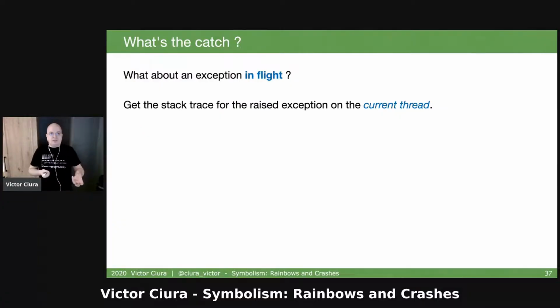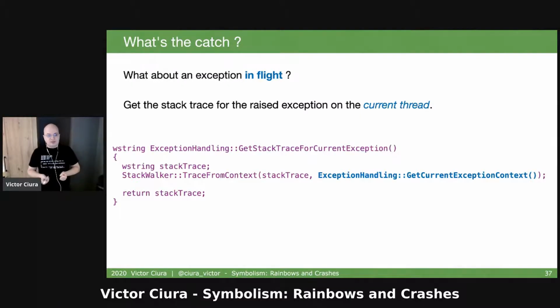What about an exception in flight? So you want to get a stack trace for the raised exception on the current thread. So you're in a catch block, let's say, or somewhere, and there's an exception in flight, and you want a snapshot of the stack trace in that particular location, maybe to log it, I don't know. There's a way you can do that. Here, I have a very simple function, get stack trace for current exception. And again, we see our old friend, Stackwalker trace from context, which we'll get to later on.